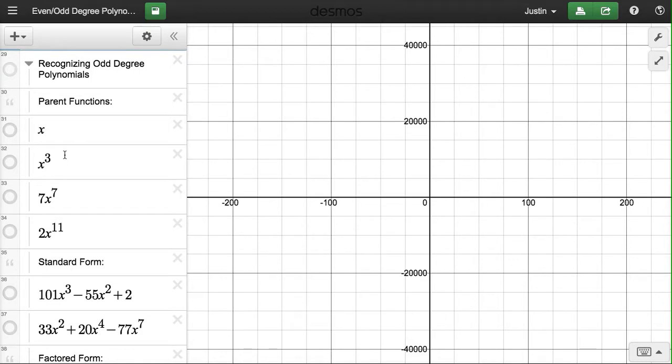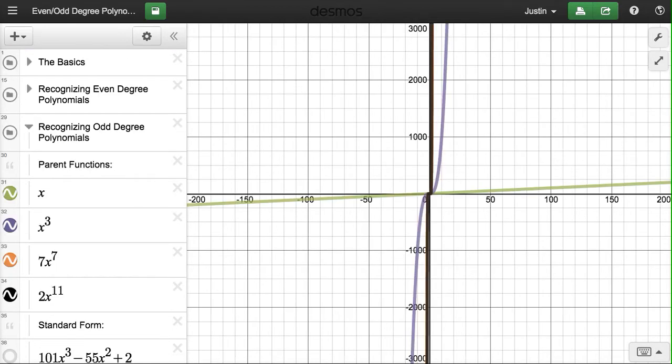First, let's look at what each of these functions looks like graphed. So I just graphed all 4 of these parent type functions. And here's the line y equal to x. Here's the other functions, x cubed, 7x to the 7th, and 2x to the 11th.